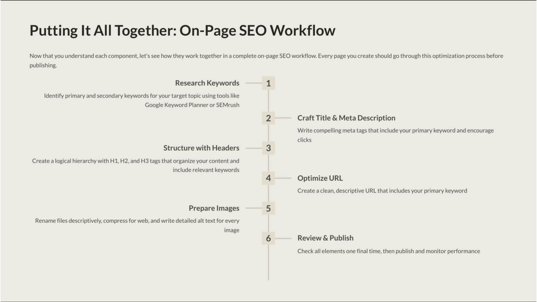Begin with thorough keyword research using tools like Google Keyword Planner. Craft engaging title and meta descriptions with primary keywords. Use H1, H2, and H3 tags for content structure. Optimize URLs with descriptive keywords. Prepare images by renaming, compressing, and adding alt text. Finally, review all elements before publishing and monitor performance.